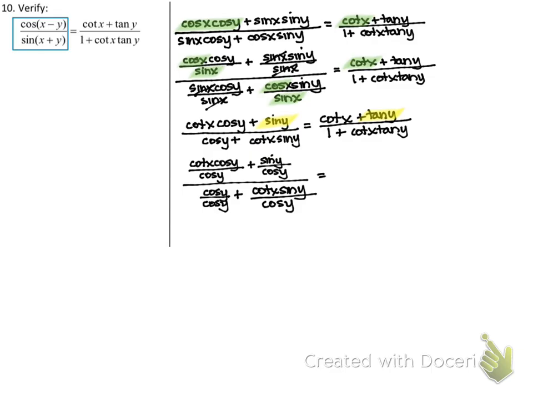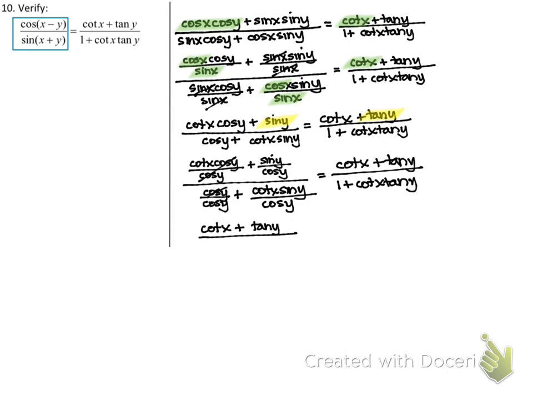Watch your variables. Make sure that you're keeping track of your x's and your y's separately. They don't look like the same thing. Don't want to get them confused. Okay, now let's see what we got here. My cosine y's are going to cancel there, so I've got cotangent x plus sine y over cosine y. That's my tangent y that I was trying to get.